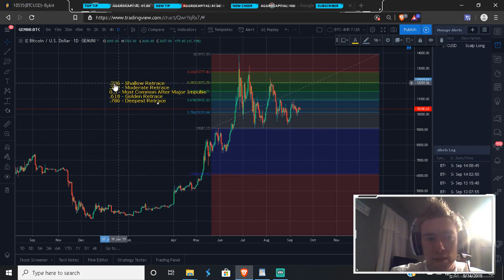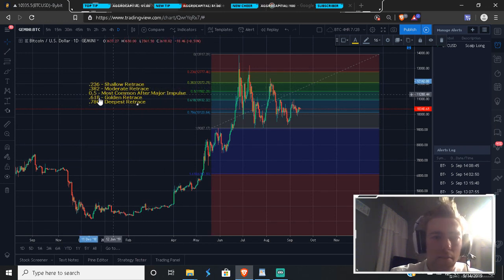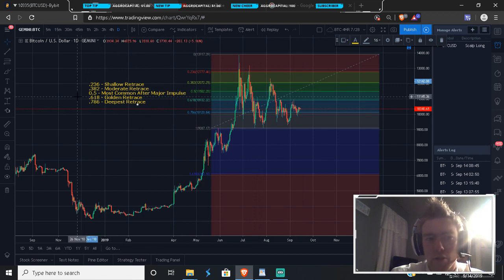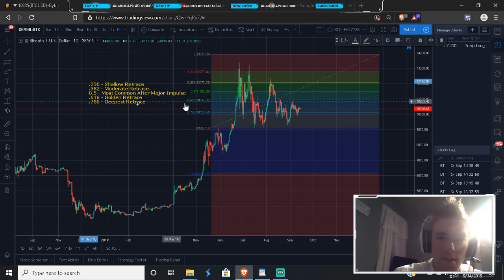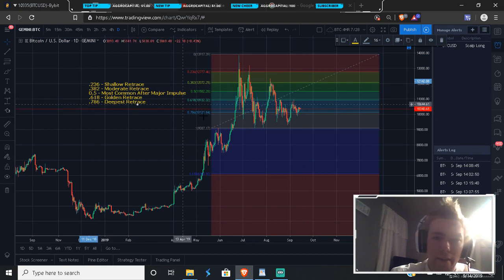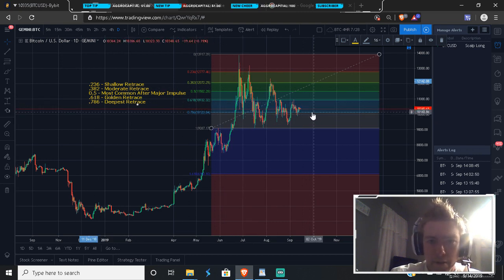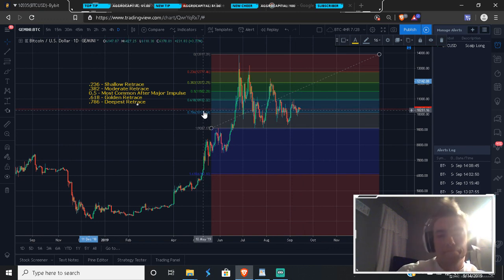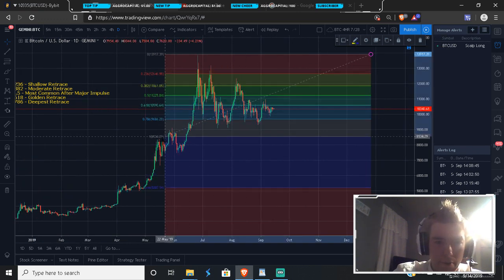So you have your 236, which is your most shallow retrace. You have your 382, which is your more moderate retrace. You got your 0.5. This is your most common retrace after a major impulse. Not a lot of action short term off of it. And then you have your 618. This is your golden retrace right here. And then you have your 786. This is your deepest retrace right here. So, this is your Fibonacci retracement.